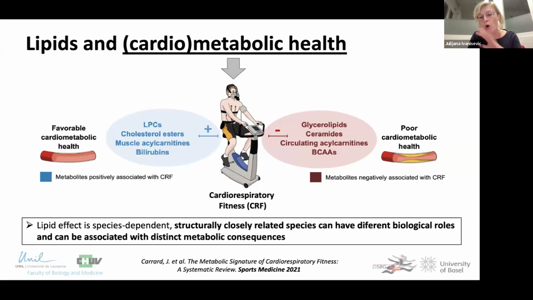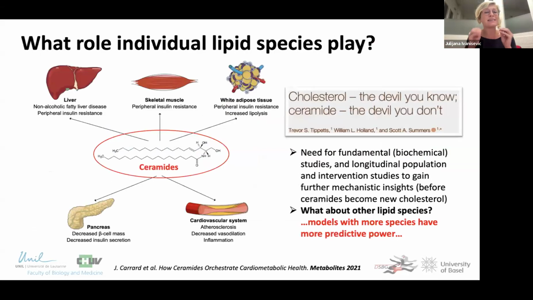One of the most well-known examples of lipids with a deleterious effect on our cardiometabolic health are specific species of ceramides, which have been identified to be diabetogenic and atherogenic, especially when they accumulate chronically, over longer periods of time, with excessive calorie supply and inflammation.